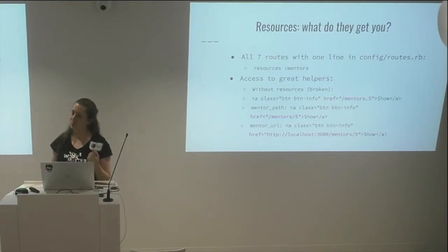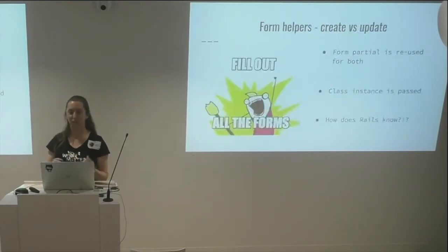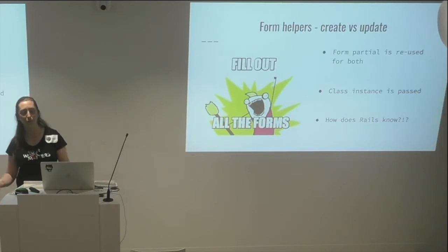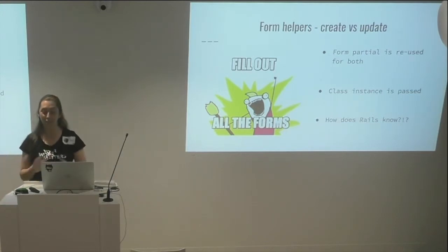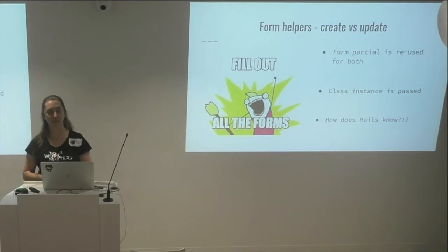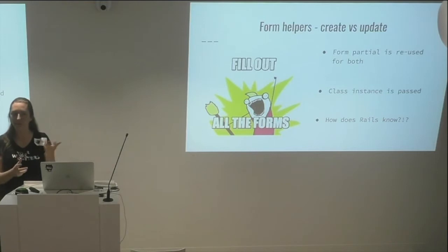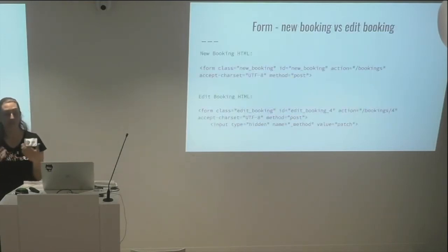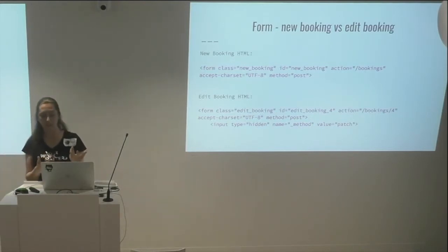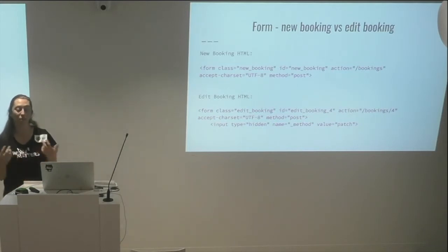And there's one more that we'll talk about, and that is form helpers. How does Rails know if it's create or update? Same form partial, it just pops up and off it goes. Turns out it's about whether or not it's a new instance of the active record base class. Super handy. And again, whether it's a new instance or an existing instance, Rails goes ahead and renders the HTML slightly differently. So you have a new booking class or an edit booking class, new booking ID or an edit booking ID, also an extra hidden field with the value patch.